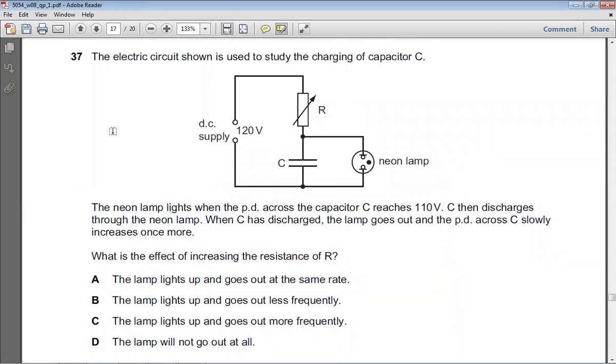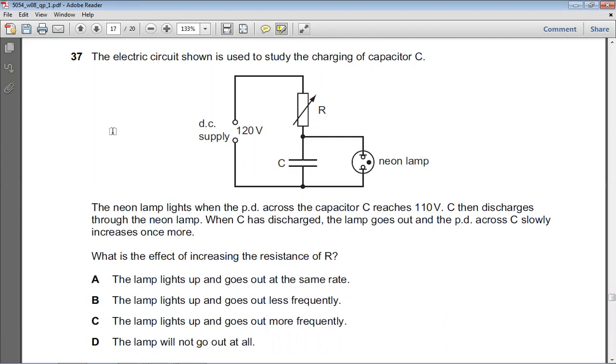The electric circuit shown is used to study the charging of capacitor C. The neon lamp lights when the potential difference across the capacitor C reaches 110 volt. C, or the capacitor, then discharges through the neon lamp. When the C has discharged, the lamp goes out and the potential difference across the C slowly increases once more. What is the effect of increasing the resistance of R?